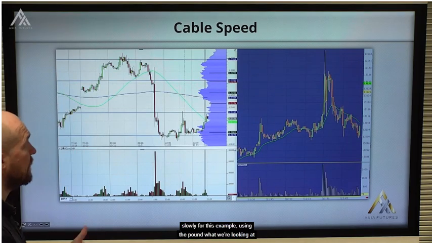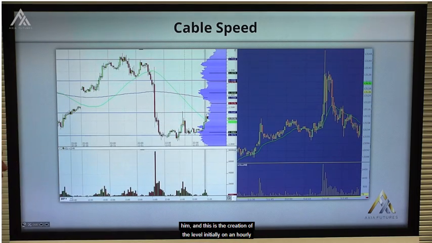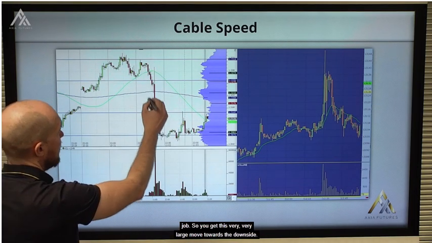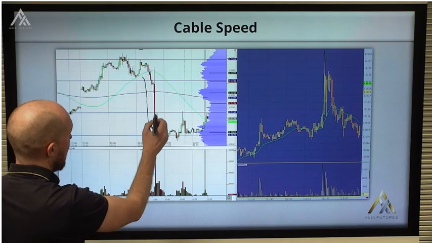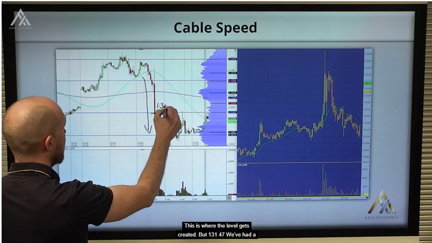In this example, using the pound. What we're looking at here then, and this is the creation of the level initially on an hourly chart. So you get this very, very large move towards the downside. This is where the level gets created at 1.3047.